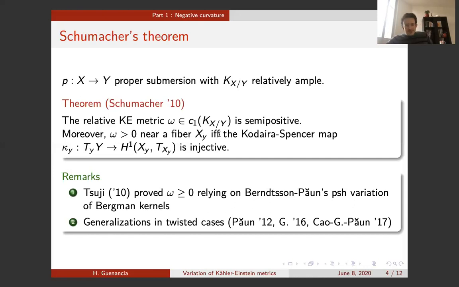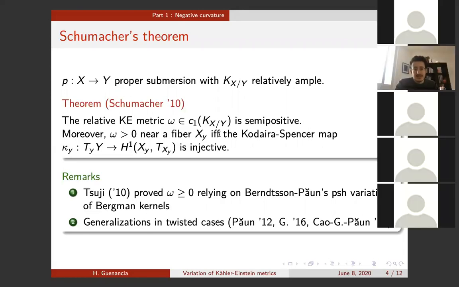Two remarks before I move on to a brief idea of the proof. The first remark is that the theorem, at least the first part of it, the semi-positivity of the relative Kähler-Einstein metric, was proved roughly around the same time, maybe give or take a year or two, by Tsuji, relying on completely different methods, and more specifically relying on pluripotential methods, and so Berndtsson-Păun variation of Berman. I'll get back to that later because this will play an important role in what follows.